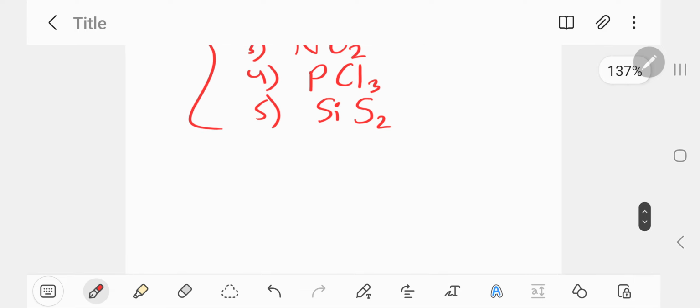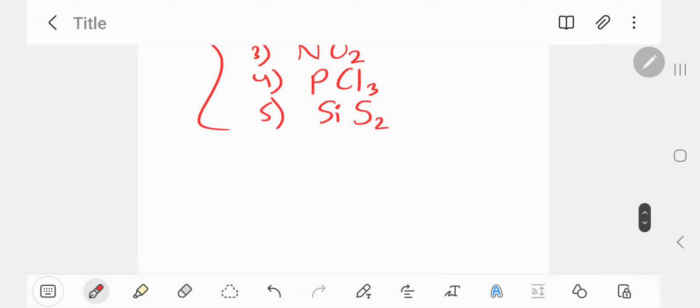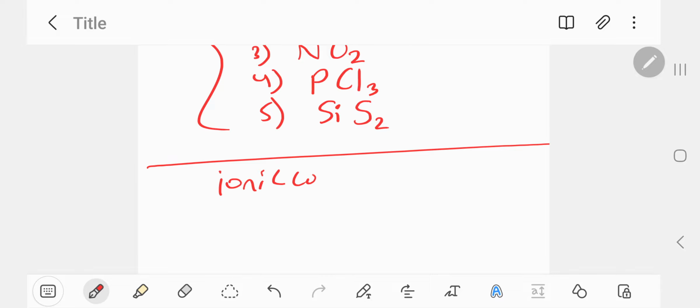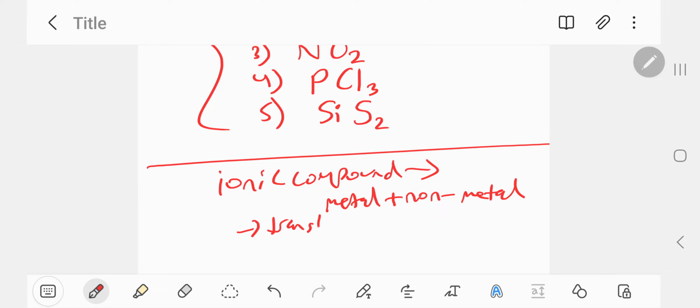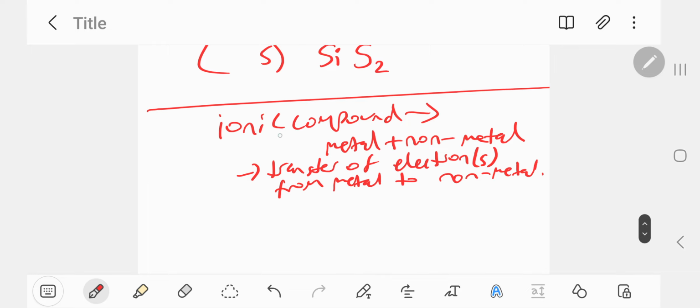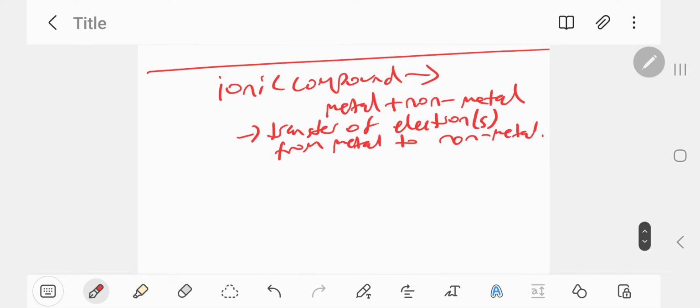So that's covalent compounds. Ionic compounds, pretty much the same idea. An ionic compound is made of a metal and a non-metal atom stuck together. They involve the transfer of an electron or electrons from the metal to the non-metal. If you recall, metals like to give away electrons and non-metals like to gain electrons. That's why. So ionic compounds are typically known as salts.